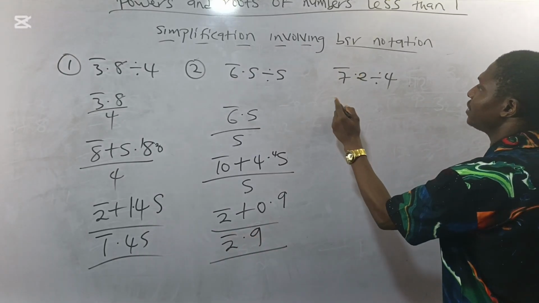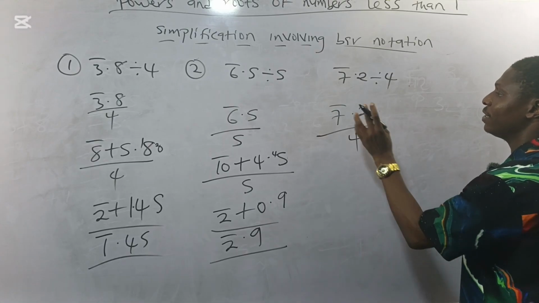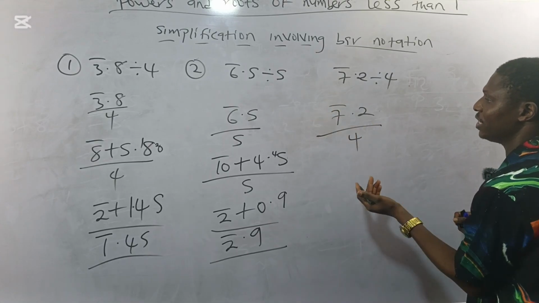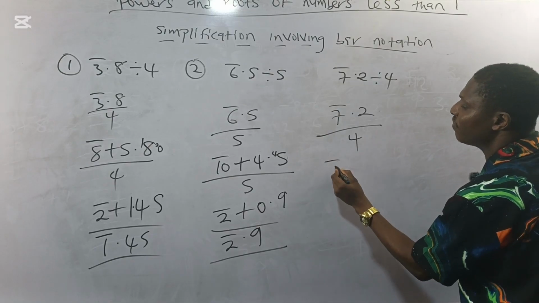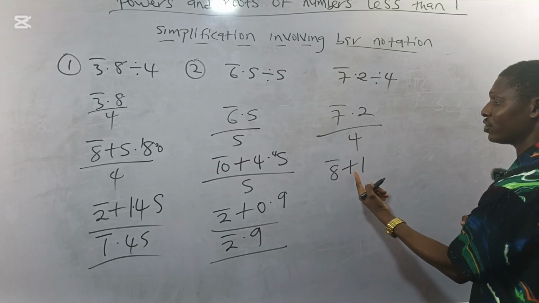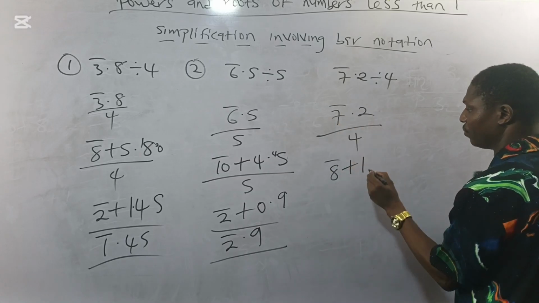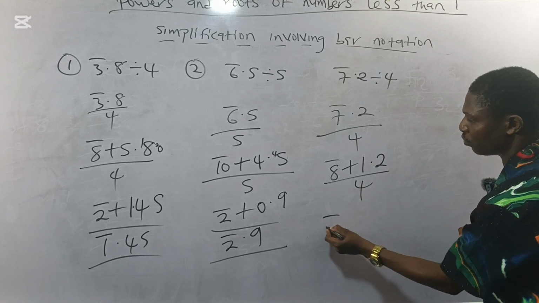This is bar 7.2 divided by 4. 7 is not a multiple of 4, so I can use 8. Because 8 is a multiple of 4 greater than 4. So I have bar 8 plus 1 to give me bar 7. But minus 8 plus 1 is minus 7, which equals bar 7. I have my point 2 all over 4. Bar 8 divided by 4 is bar 2.